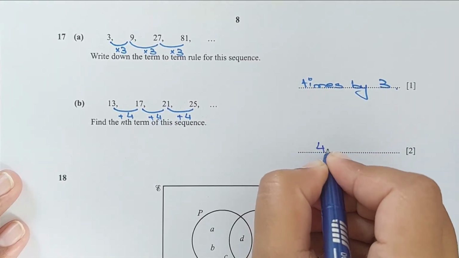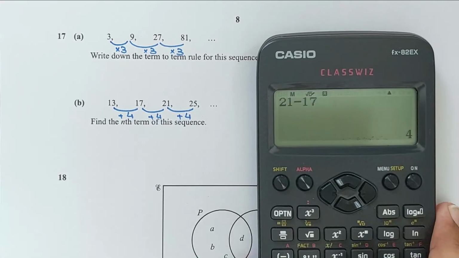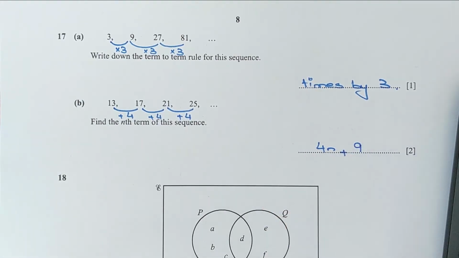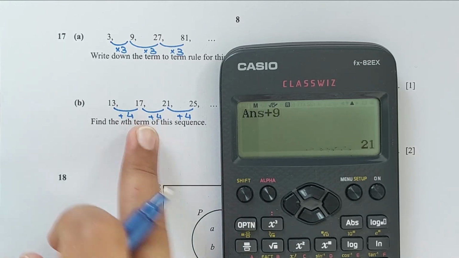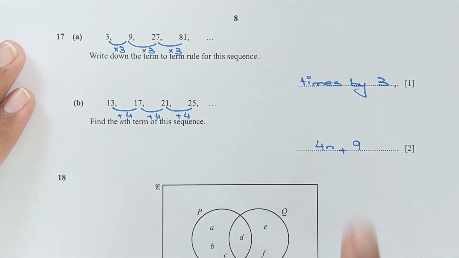So it is 4n plus something. When n is 1, we have 4 times 1 is 4 plus something, that makes 13. So 4 plus 9 makes 13. So plus 9. For the second term, 4 times 2 plus 9, which is 17. 4 times 3 plus 9, which is 21. Right? So the nth term formula for the sequence is 4n plus 9.